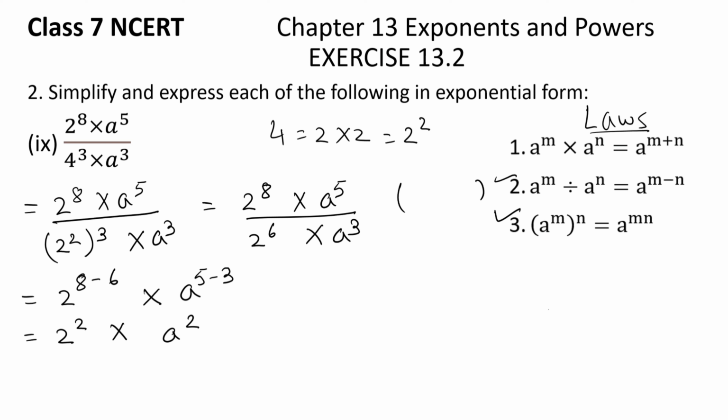There is one more law that you can use, which is a to the power of m into b to the power of m equals ab to the power of m. So when you have different bases and there's the multiplication sign but the exponent is the same, multiply the bases. So here that would be 2a raised to the power of 2, and this is the final answer.